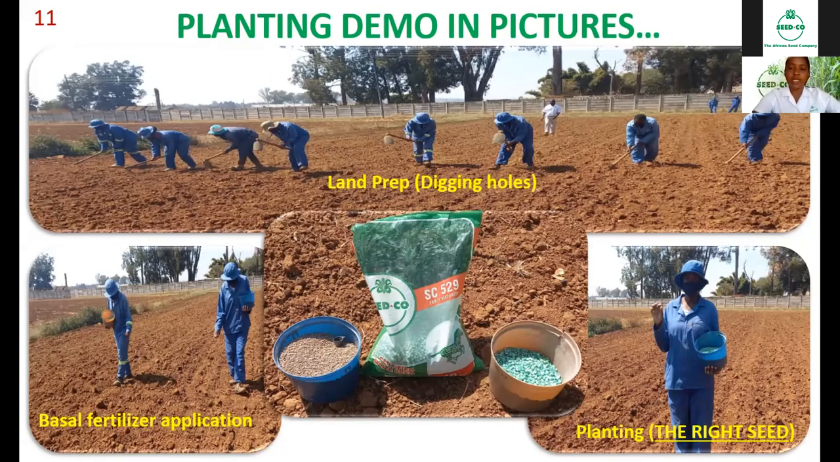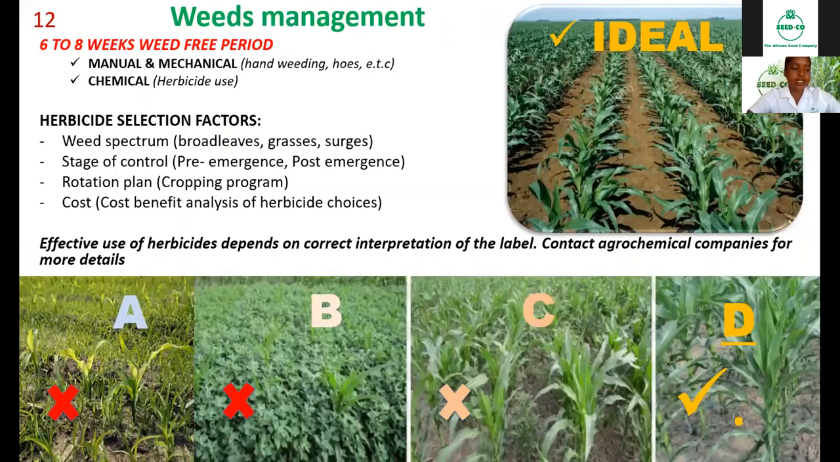So at this point, we want to discuss weed management as we move to discuss issues to do with variety selection in the interest of time. Weed management is important because weeds compete with our crops for growing space. They compete even for nutrients, and they can also harbor insect pests as well as problematic diseases. So it's important for us to safeguard our fields.